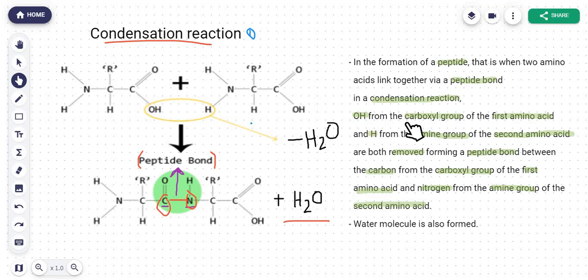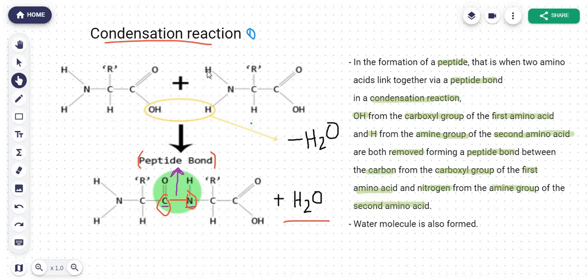OH is always from the carboxylic group of the first amino acid, and H is from the amine group of the second amino acid. Both are removed together, which is basically the removal of H2O, forming a peptide bond between the carbon of the carboxylic group of the first amino acid and the nitrogen, which is right here, of the amine group of the second amino acid. And this is where a peptide bond is made and water is formed.